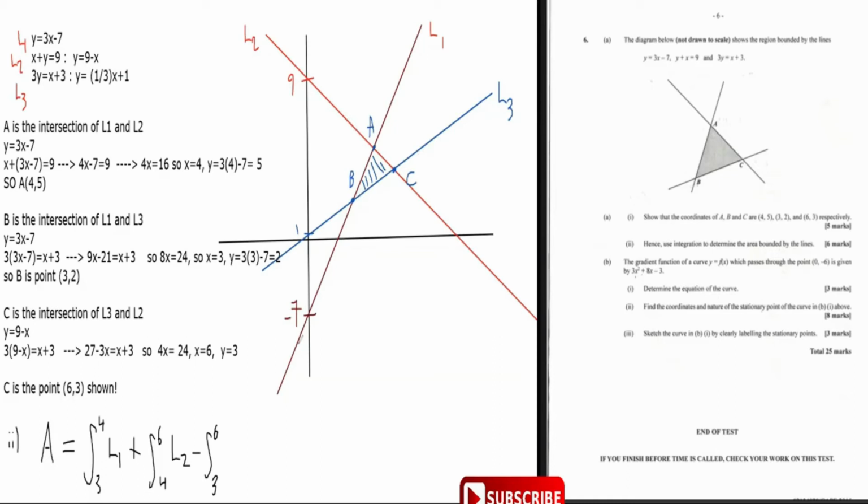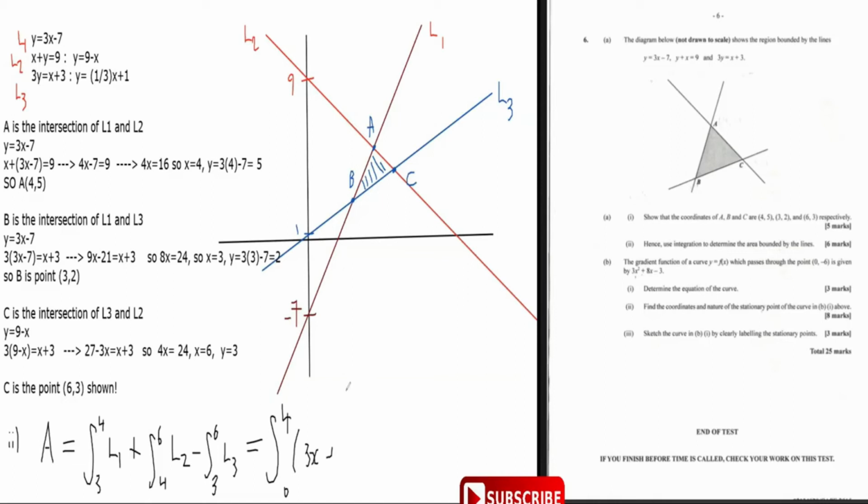Minus the integral from 3 to 6 of BC, and that BC line was L3. So let's work this out now. The area is equal to the integral from 0 to 4 of L1. Remember we had found L1. L1 was 3x minus 7. So we're integrating 3x minus 7.